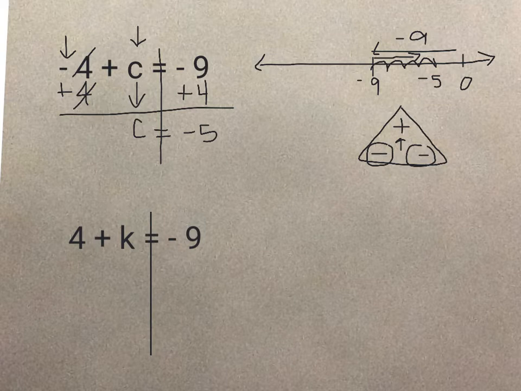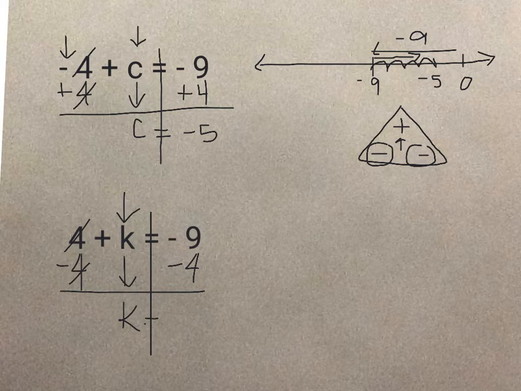We want to work on the side with the variable, which is k. We have a positive 4, so to zero out a positive 4, we need a negative 4. So subtract 4 on one side and subtract 4 on the other. These are zero pairs. We bring down the k. Now the question is, I have a negative 9 and a negative 4. So what should I do? So let's think about that.